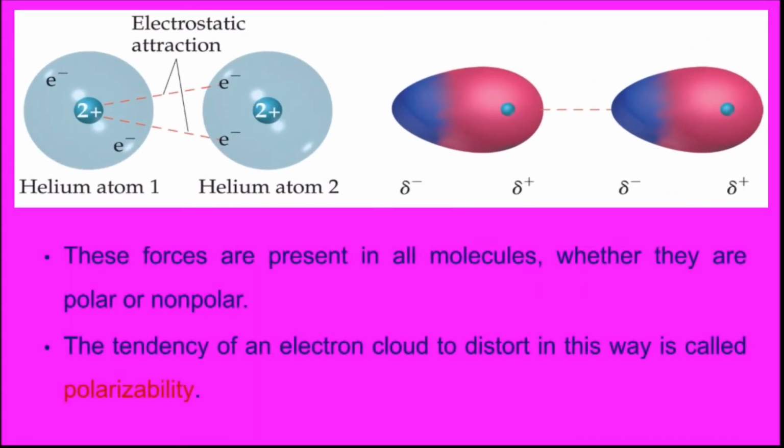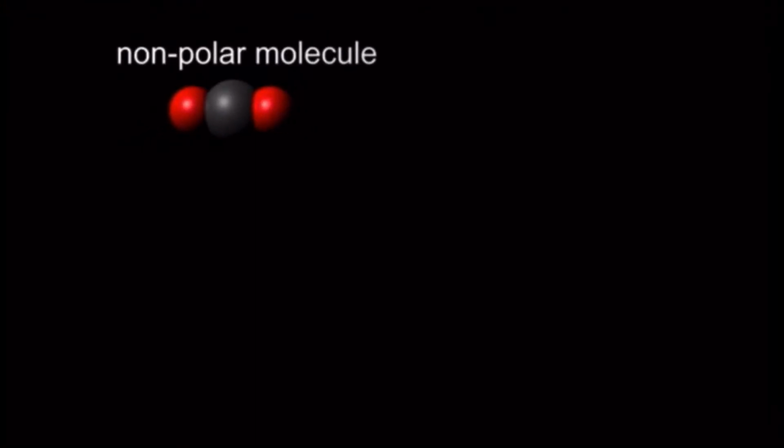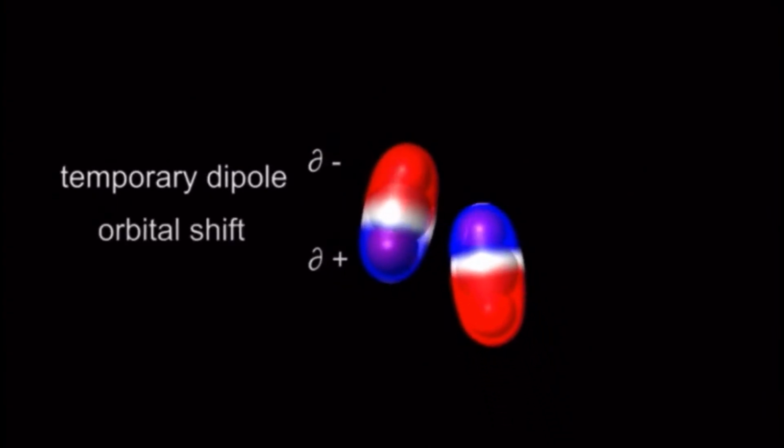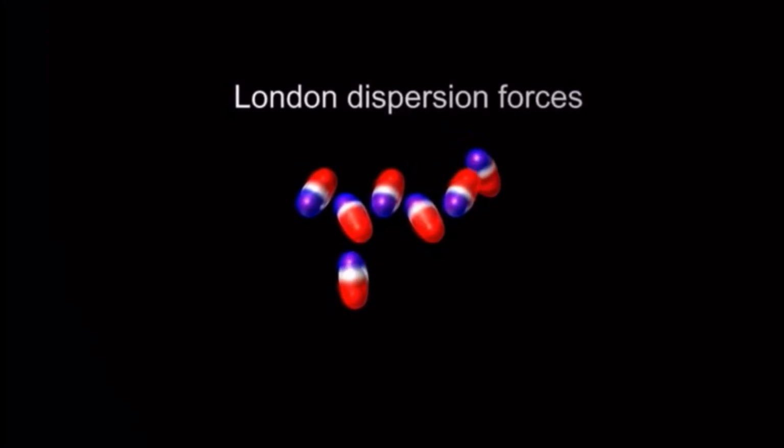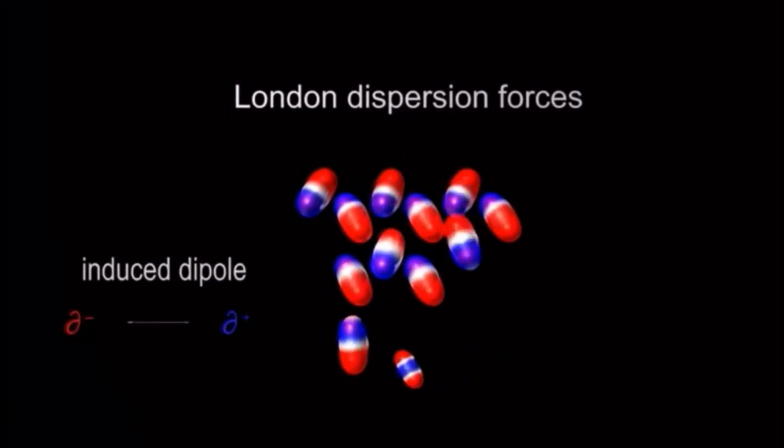These forces are present in all molecules, whether they are polar or non-polar. The tendency of an electron cloud to distort in this way is called polarizability. Students, here you could see the temporary dipoles induced in molecules. This force of attraction was first proposed by German physicist Fritz London.